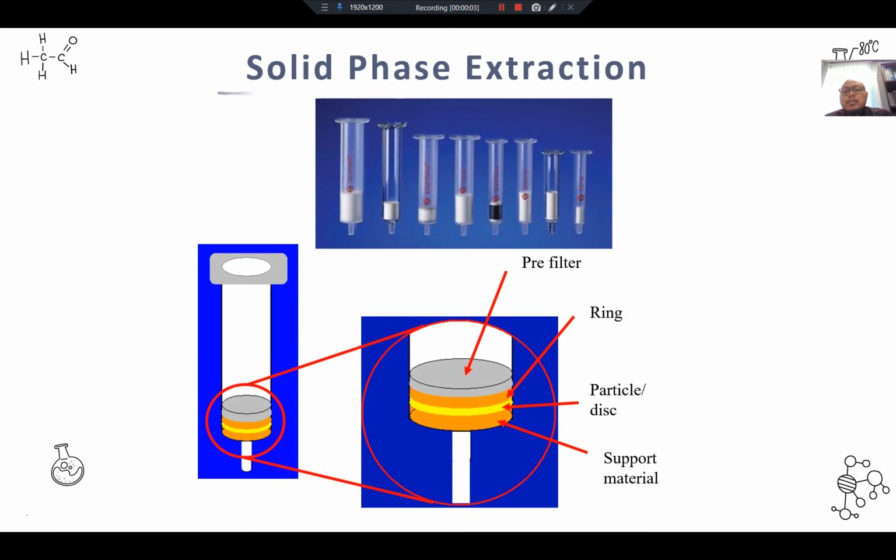Okay, next one. Here is the figure of a solid phase extraction cartridge. It comes in different sizes. It can be 10 mil, it can be 3 mil, it can even be 1 mil if I'm not mistaken. We have a lot of sizes. If you look over here at the bottom, we have the particle disc to support, because we don't want the adsorbent to come out. So we usually have a pre-filter and a ring to support the material.